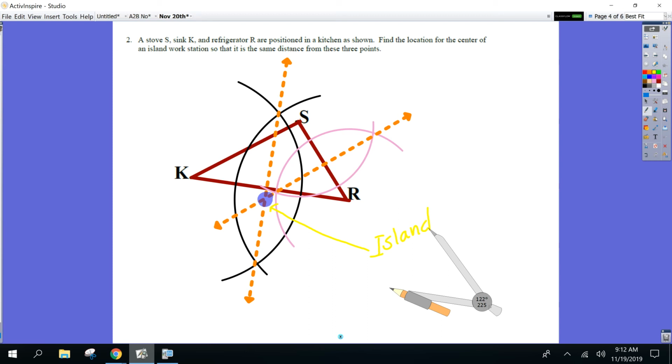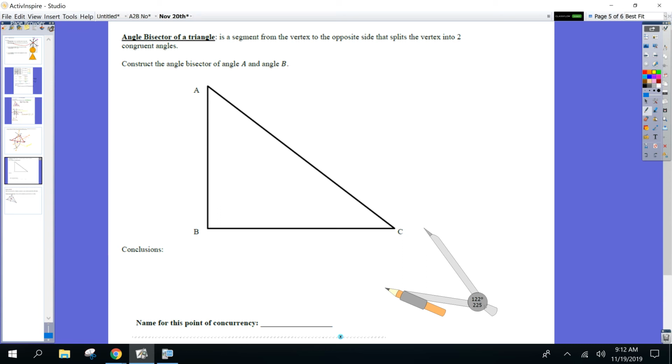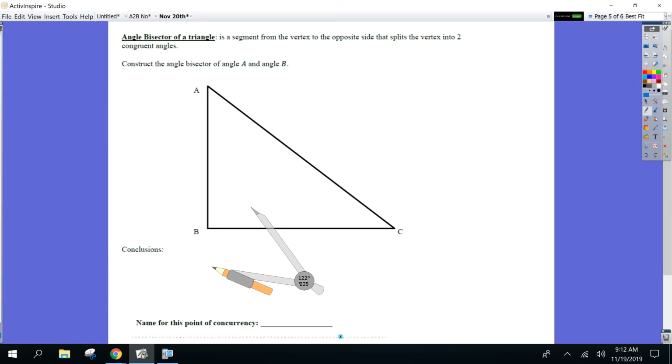So take your compass right now with me. And now we're going to do angle bisectors. Not perpendicular bisectors, angle bisectors. Ooh, how did we do that, right? So let's bisect angle B first. Put your compass point on angle B. Make an arc through angle B.